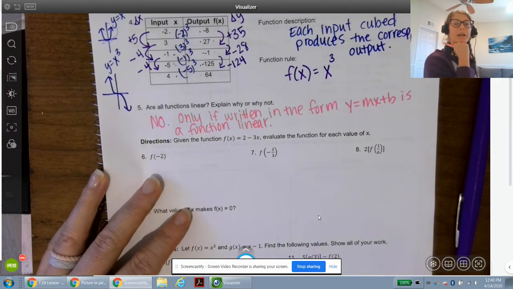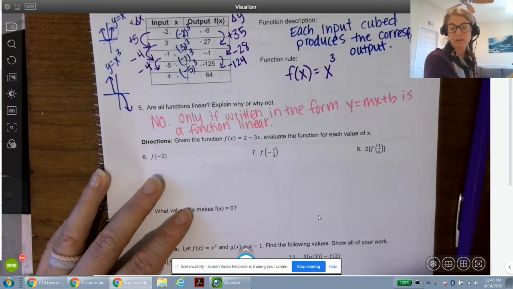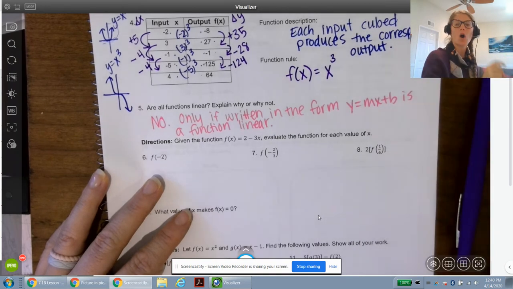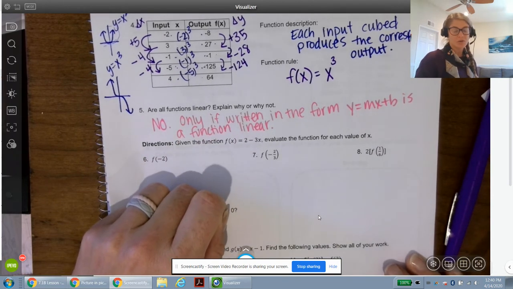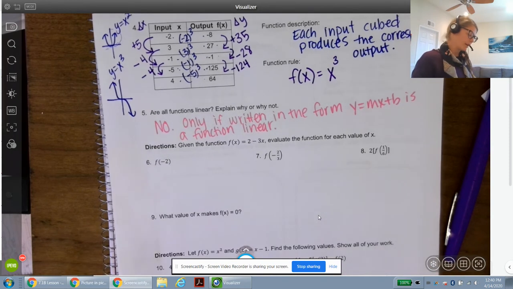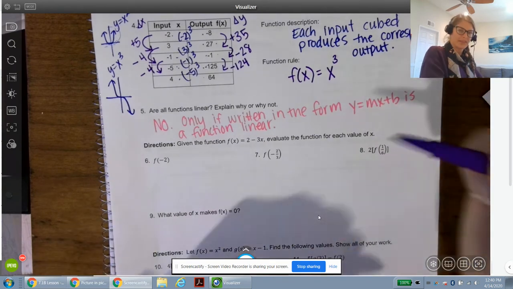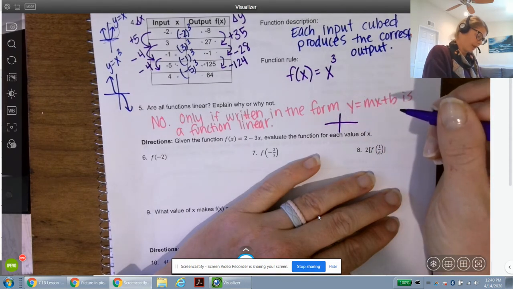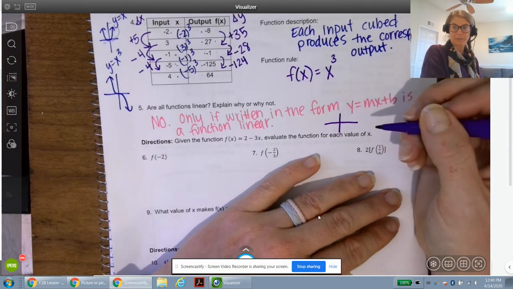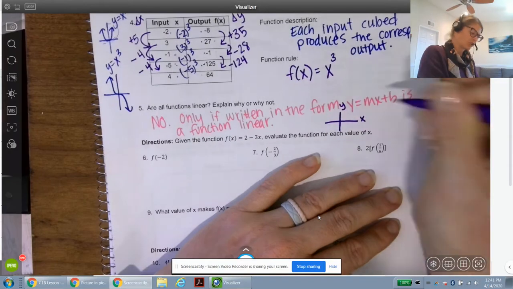Okay, I'm going to let you in on a secret. Not all lines are functions. There's one special line that is not a function. All the rest are. So all functions don't have to be linear. Okay. So let's think about what that means. If you have a relationship, as long as the x value doesn't repeat, your relationship is a function.